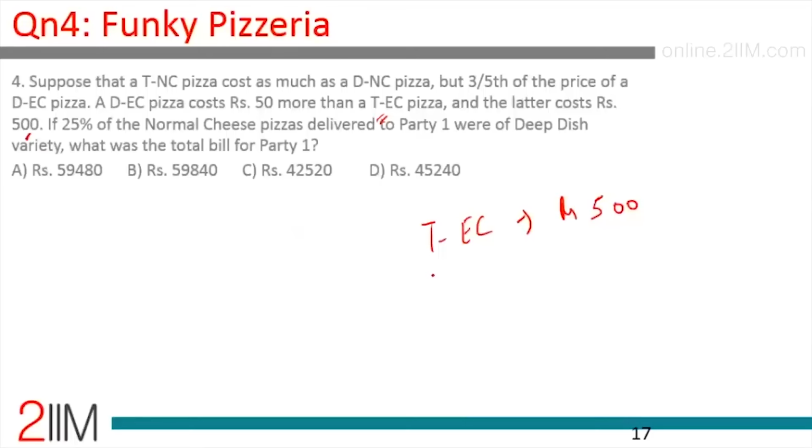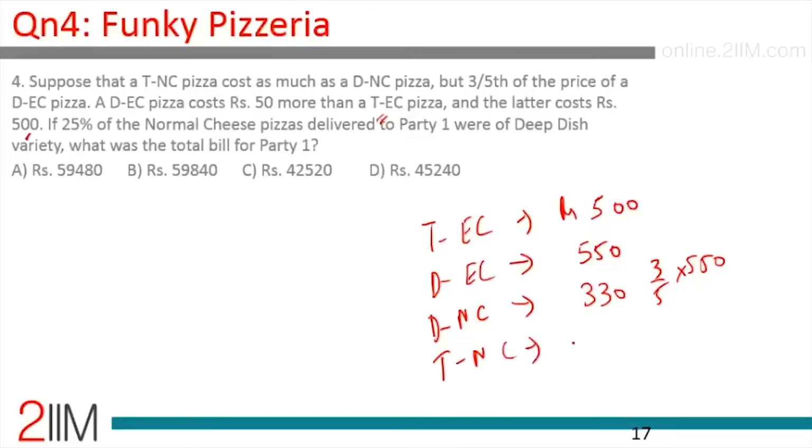How much does a DEC cost? 550, 50 rupees more than TEC. Now your DNC costs 3/5 of DEC, which will be 330. This is 3 by 5 into 550. And then TNC, this again is 330. That costs the same as DNC. So 500, 550, 330, 330. Those are the numbers that we're dealing with. And so we know the price of all 4 categories of pizzas.